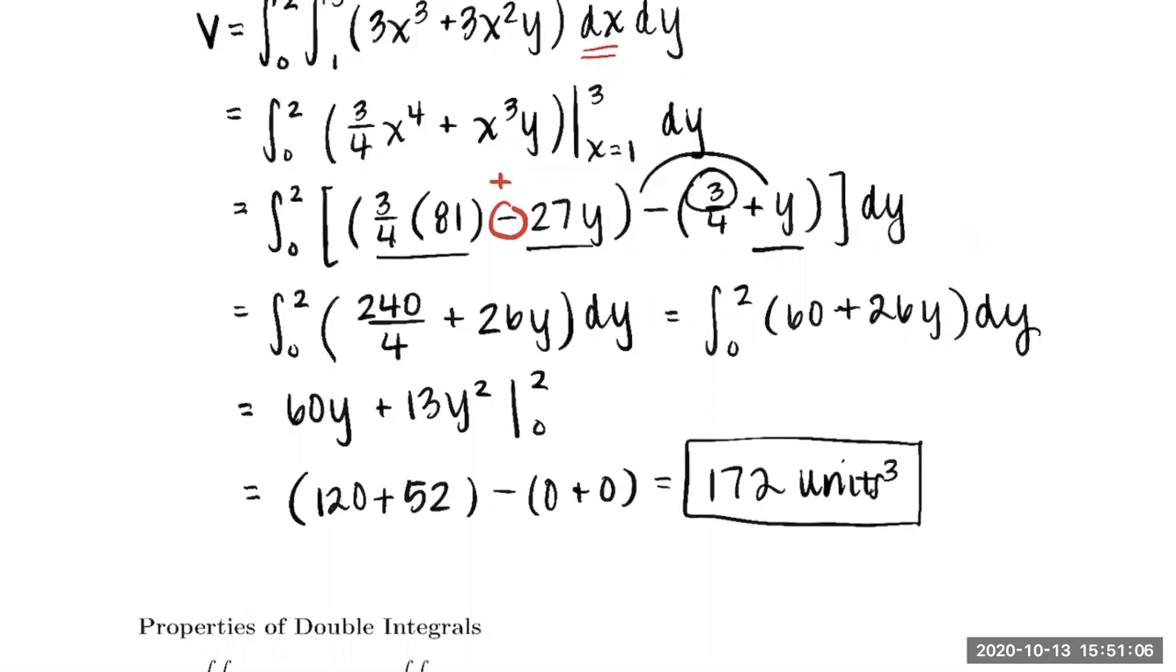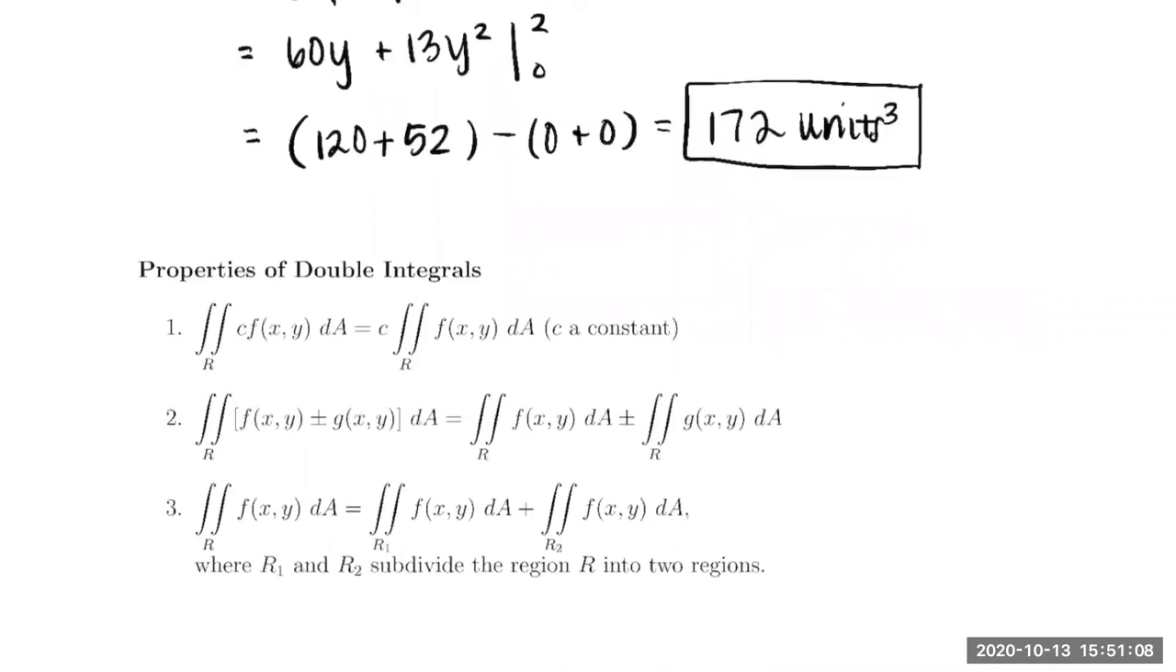All right, so we want to end this section by discussing some properties of double integrals. These are all very similar to the properties that we discussed for single integrals, so none of these should be surprising. The first is that constants in front can be pulled in front of the integrals. So we see it right there. This is again assuming that c is a constant.